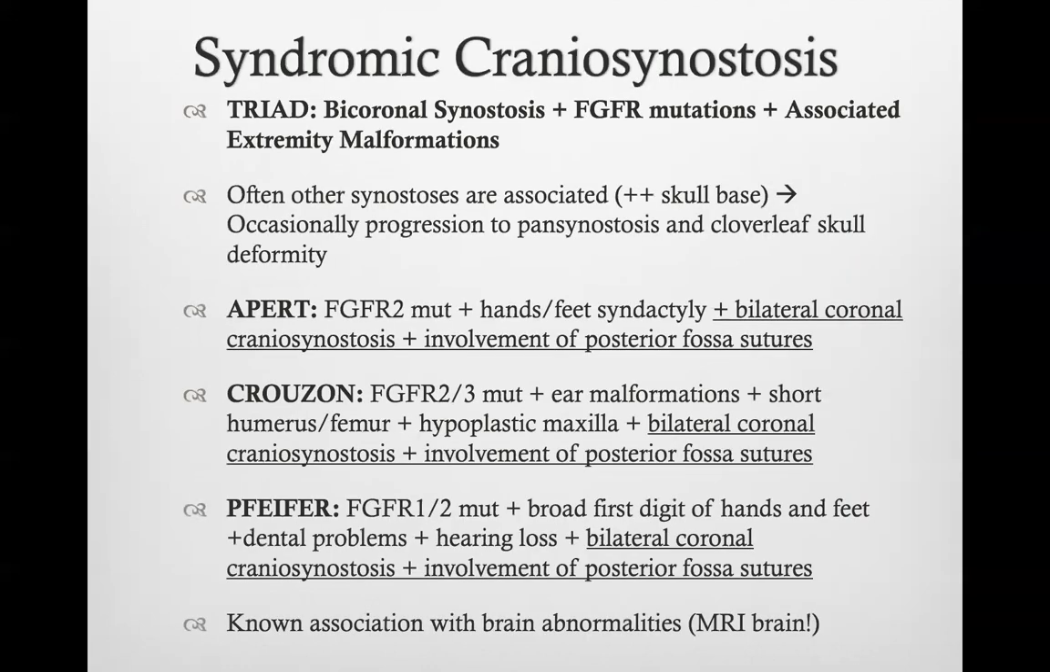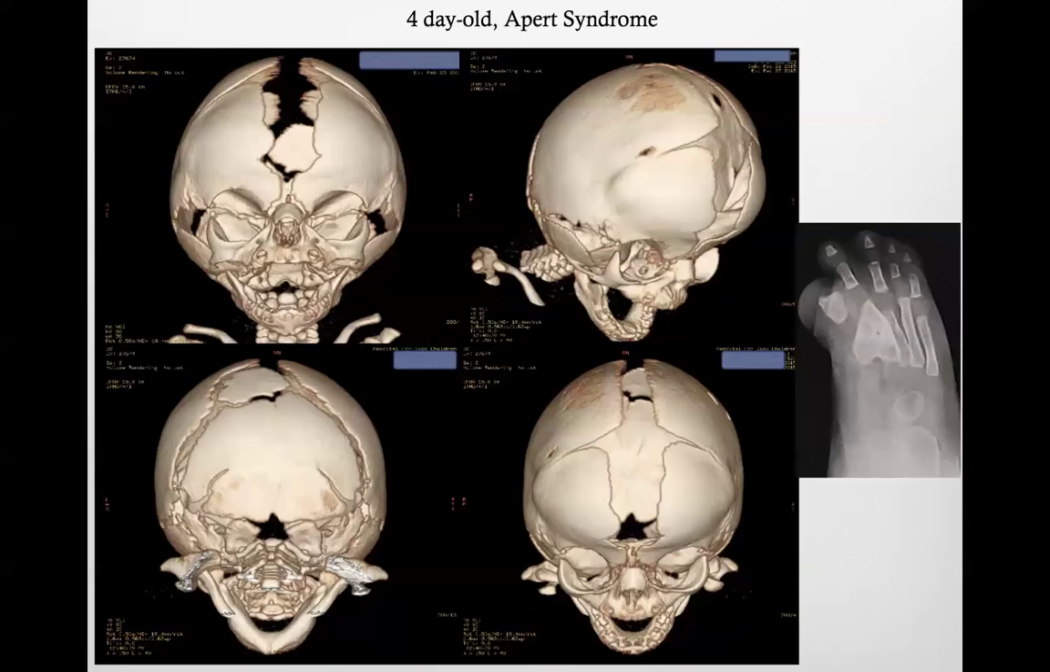Syndromic craniosynostosis. We have bicoronal synostosis in most of the cases, FGFR mutation. We can have associated extremity malformation, Apert, Pfeiffer, different mutation, but it's important that in these cases we scan also the brain, and we check the skull base and the veins at the skull base for the possibility of hypertrophic veins, collaterals, and so on.